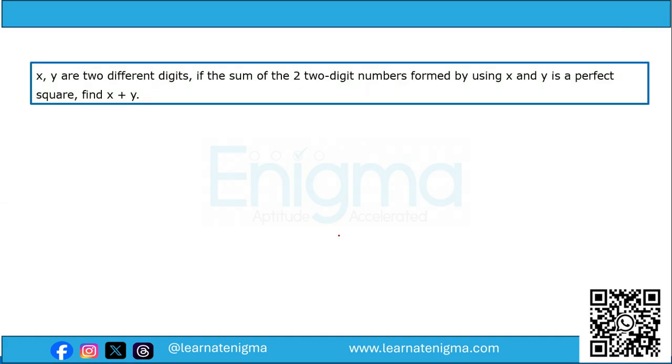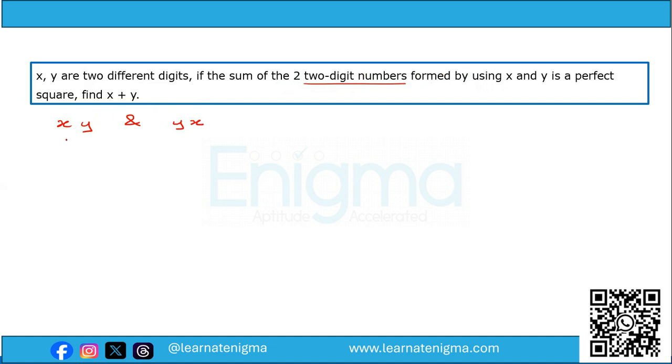x and y are two different digits. If the sum of the two-digit numbers formed by using x and y is a perfect square, find x plus y. Now, the two different two-digit numbers which are formed by using x and y are xy and yx.